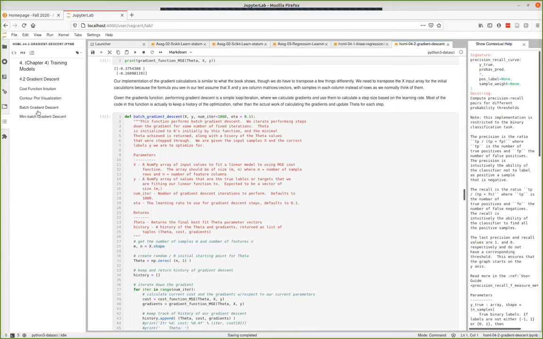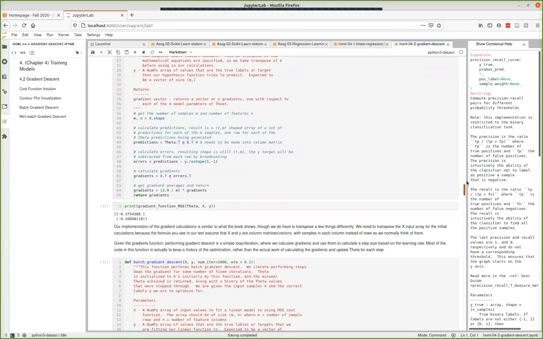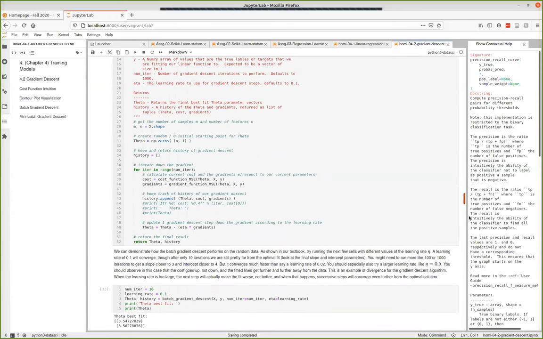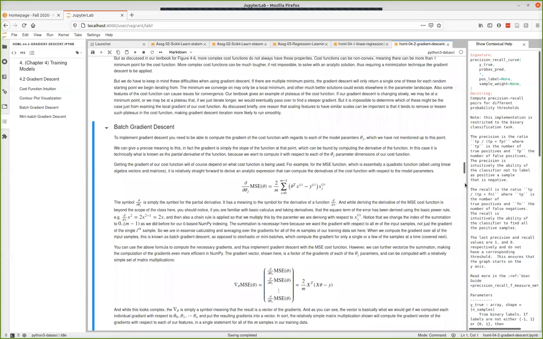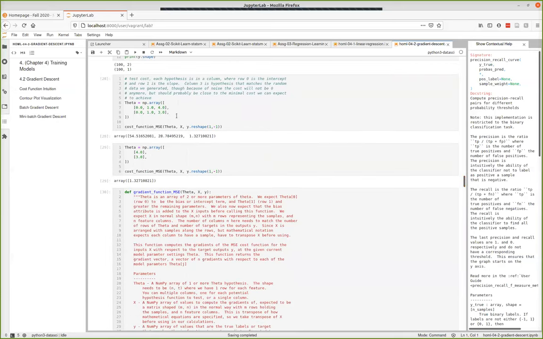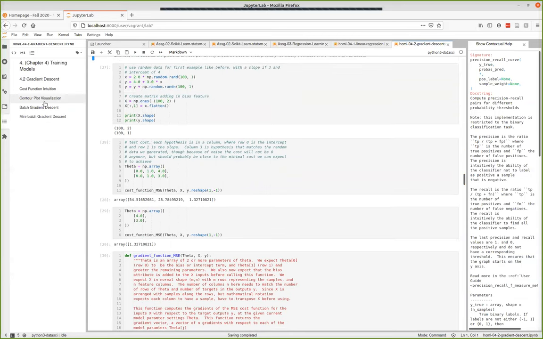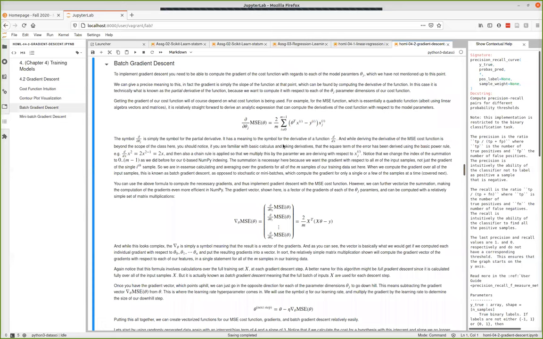So there are different flavors of gradient descent. You can do gradient descent where you take one item at a time. That's your basic standard gradient descent here. When you do standard gradient descent, you calculate the gradients for each individual item one at a time, right? And then you take a step.